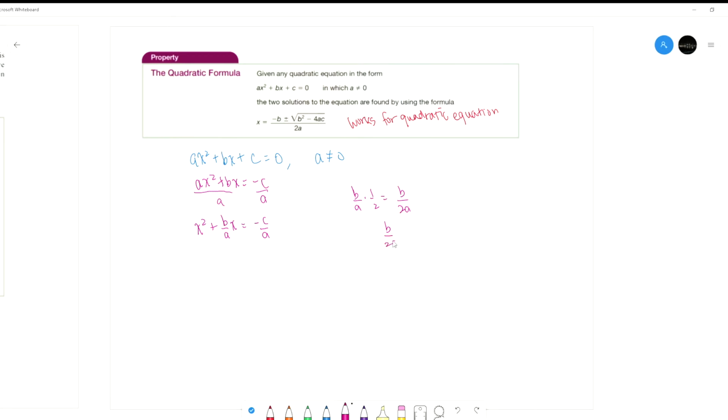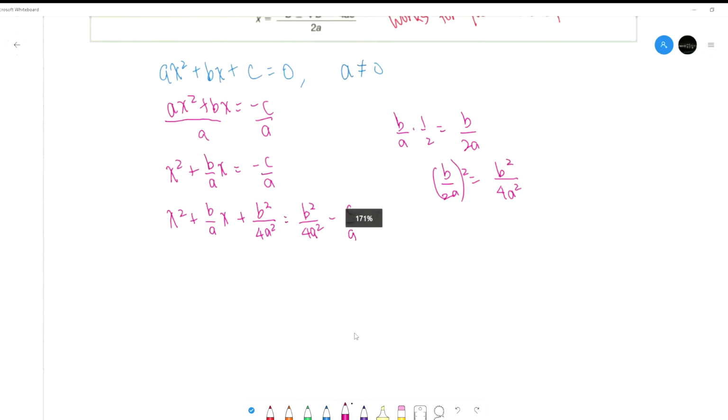This b over 2a is then squared, so we get b squared over 4a squared. You notice this is what we add to both sides, right? Does that sound familiar, all these steps? But it looks a lot more complicated because we have this b and b over a and all this other stuff. So we add b squared over 4a squared to both sides. So we get b squared over 4a squared on the left and then minus c over a on the right. Does that look clear?